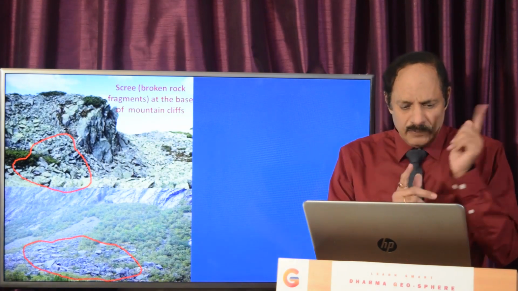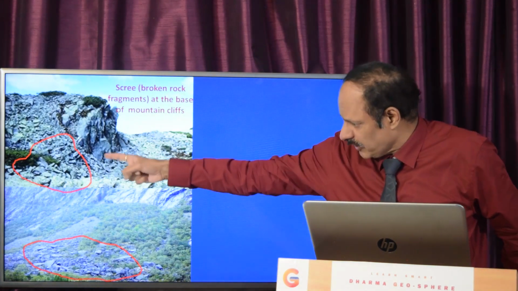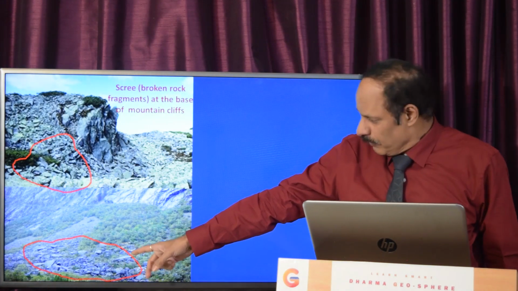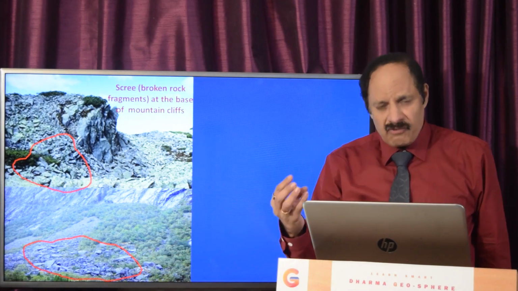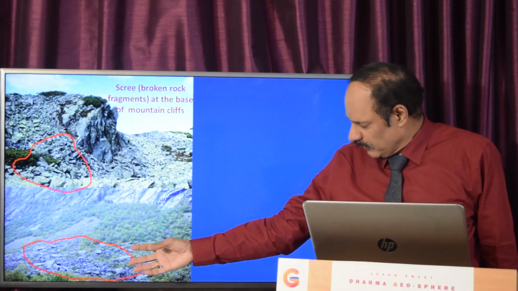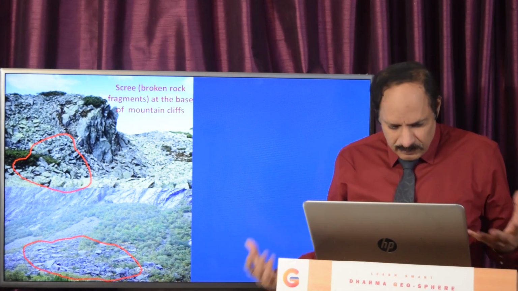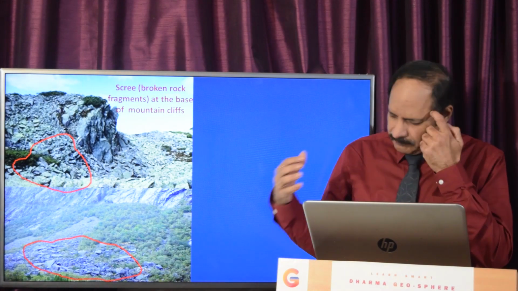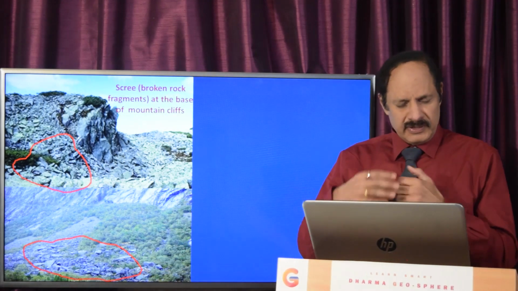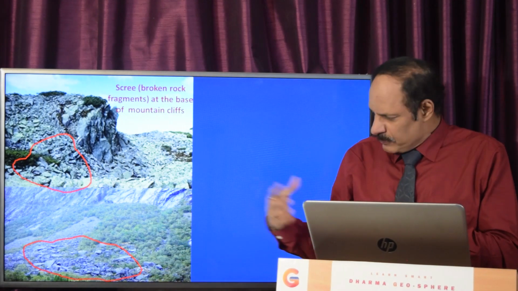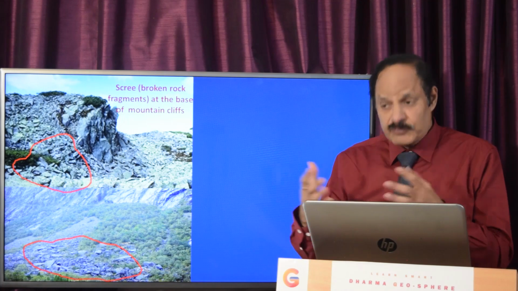So as I was telling you earlier, I will show you what this is. Scree. This is the smaller rock fragments which have been laid on the slopes, beneath the slopes, after weathering and erosion. Generally they occur along the mountain cliffs, where you can see.